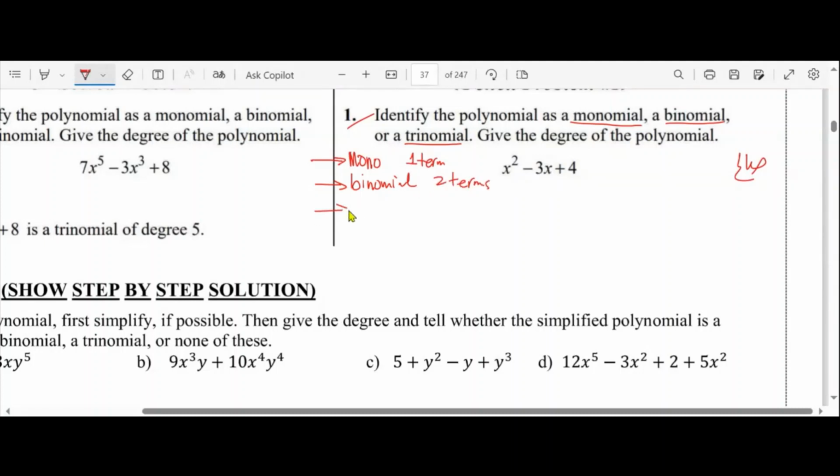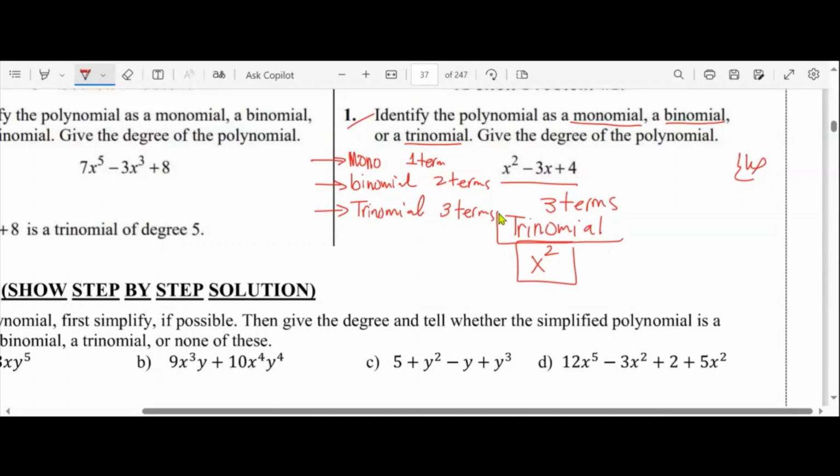Can you see my handwriting? Trinomial, how many terms? Now, how many terms here, Saleh? 3 terms. So what should I say to him? Trinomial. Okay. Give the degree of the polynomial. Which one is the highest degree, Saleh? Very good. Thank you, Saleh. You did a good job.